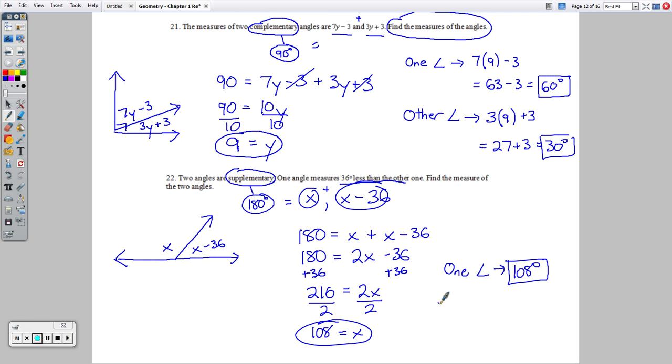And the other one, that's 180 minus 108. Or not minus, I'm sorry, take that back. It is something minus something. It's 108 minus 36. So it's our x value minus 36. And it looks like that should equal, yes it does, it equals 72. So take this one and this one, add them together, it should be 180, and in fact it is.